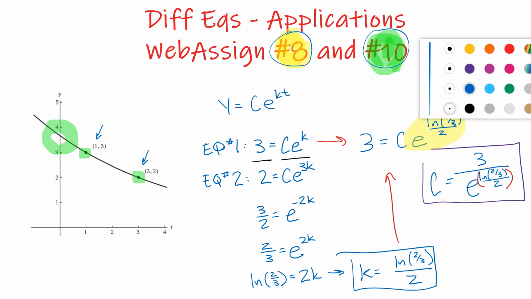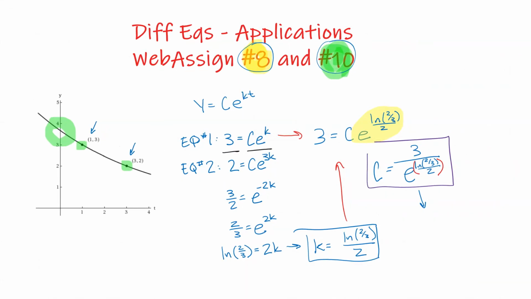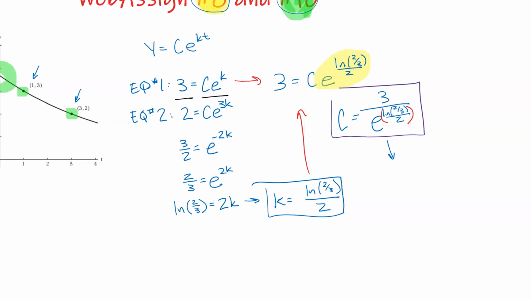Let me make one last comment here. Let's go ahead and take a look at this constant. I've kind of left that thing in a little bit of an ugly format. I just want to show you that you can rewrite that. So let's take a look at that. I've got 3 divided by, I'm going to write that as e to the 1/2 times ln of 2/3. And then that is equivalent to 3 divided by e to the natural log of the square root of 2/3.